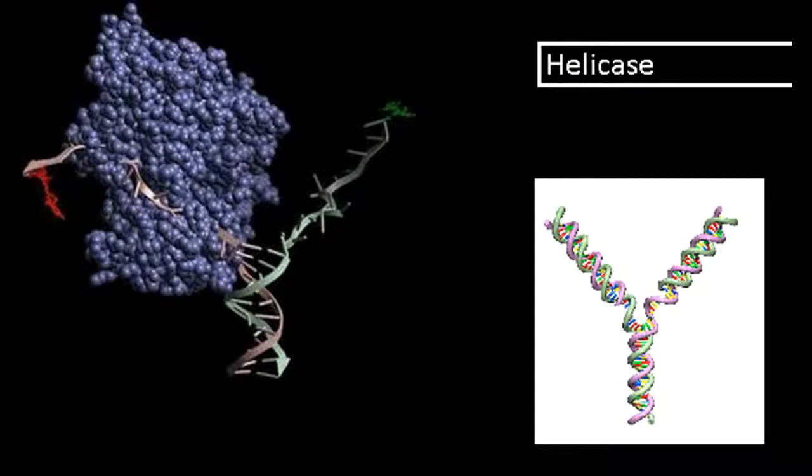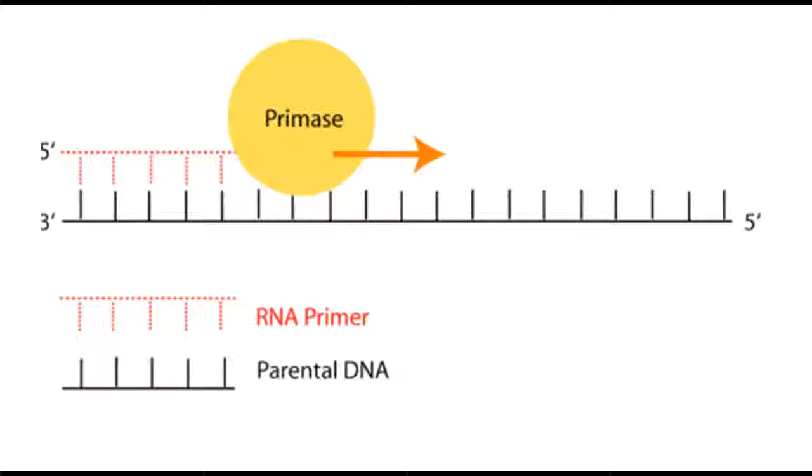Helicase is the enzyme responsible for untwisting the DNA. This results in an untwisted version of DNA looking like a Y. Then primase comes along and places down RNA primers according to the leading or lagging strands of DNA.